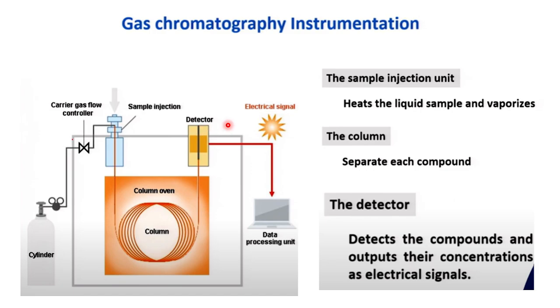The sample injection unit heats the liquid sample and vaporizes it, the column separates each compound, and the detector will detect the compound and output their concentration as an electrical signal. Inside this column there may be a solid stationary phase or liquid stationary phase, and your gaseous substrate, when it is heated up, will interact with the stationary phase. Since the mobile phase, that is inert gas, is continuously flowing, the analyte that interacts much more with the stationary phase will come out later, and those that do not interact that much will come out first.